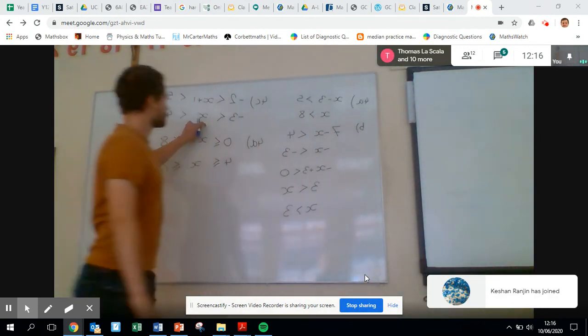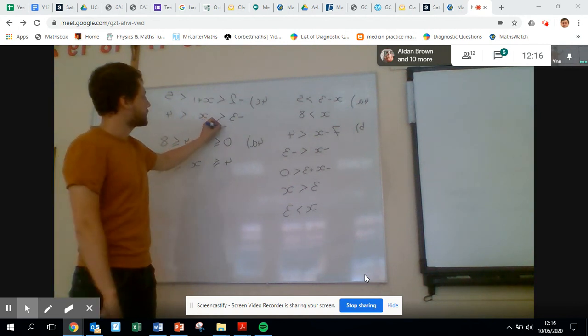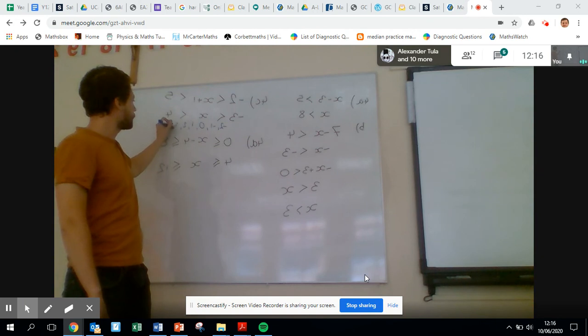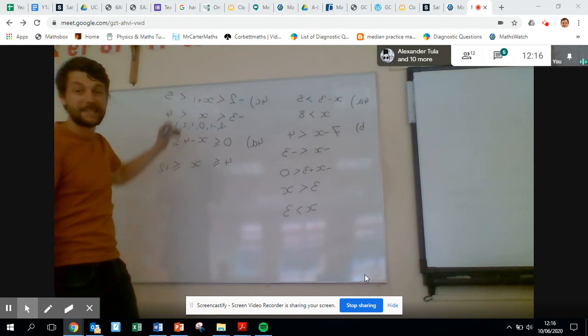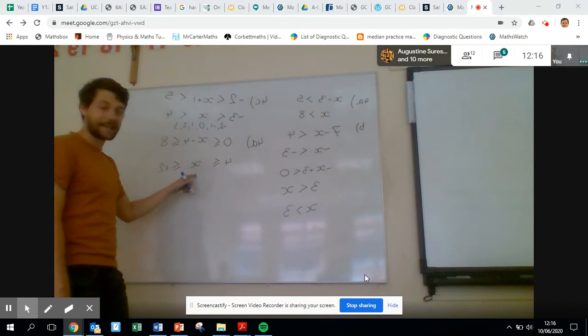For example, this one here, x is greater than -3. So if x were an integer, it could be -2, -1, 0, 1, 2, or 3. It can't be 4 because it has to be less than 4. However, when it's "or equal to", it can be a solution.